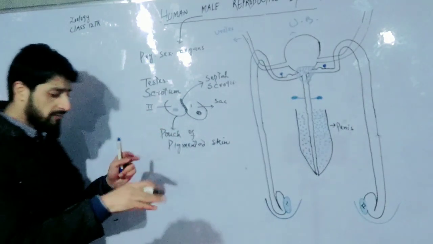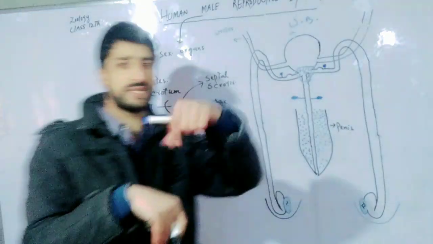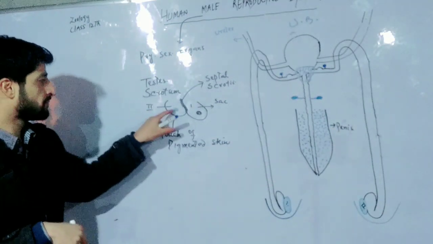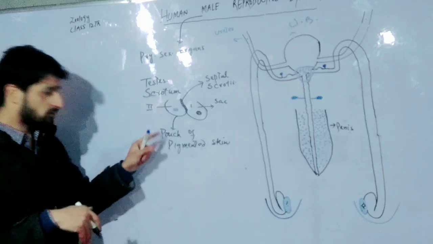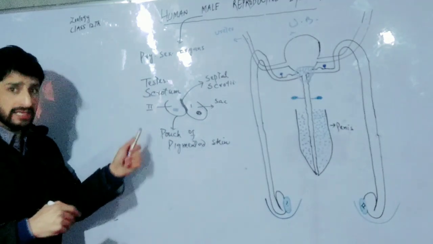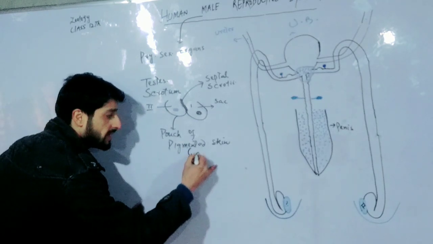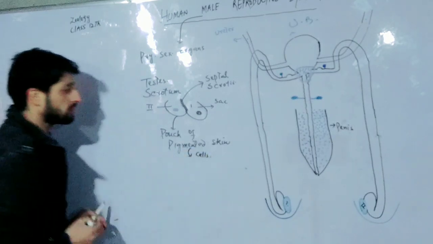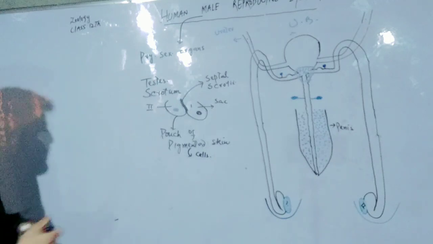Scrotum has epidermis, just like our skin has epidermis and dermis. Same is the case here with scrotum. Scrotum also contains epidermis as well as dermis. It is this dermis that actually contains the pigmented cells. Now the next point is like that.